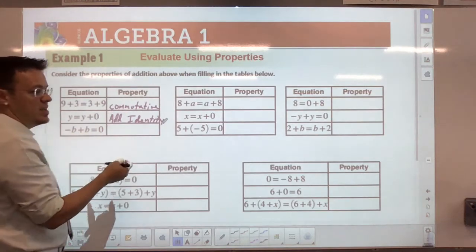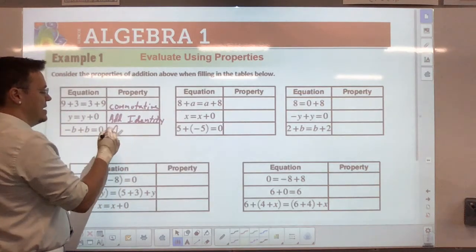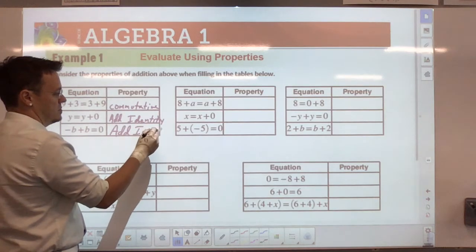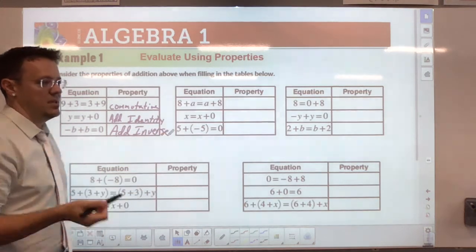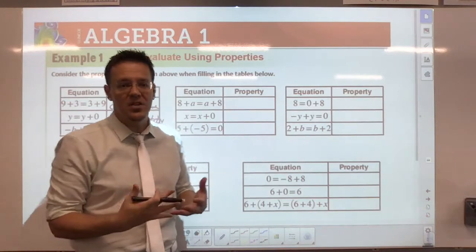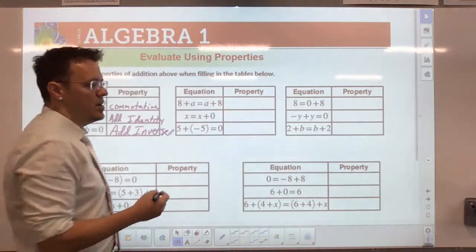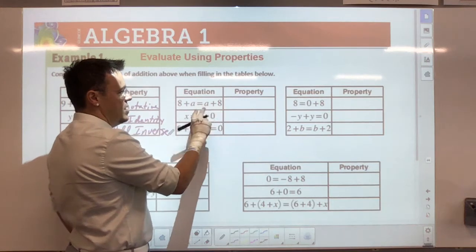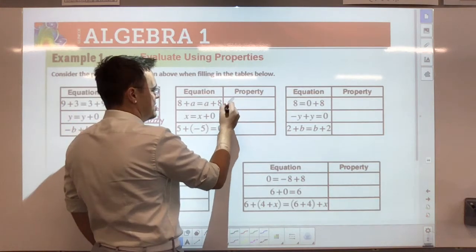A negative and a negative equals 0. You know this is additive inverse. All right, inverse is the opposite. That's the same definition of it. Okay, same thing up here. Now we have this. These are the same and this is the same, but what did they do? They just rearranged it. So again, this is the commutative property.